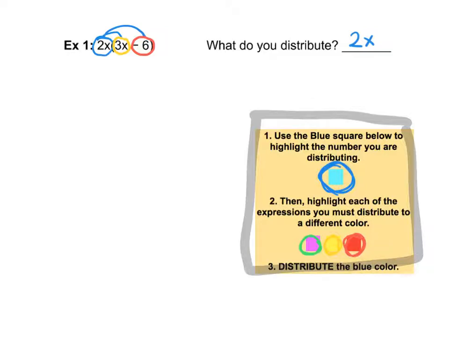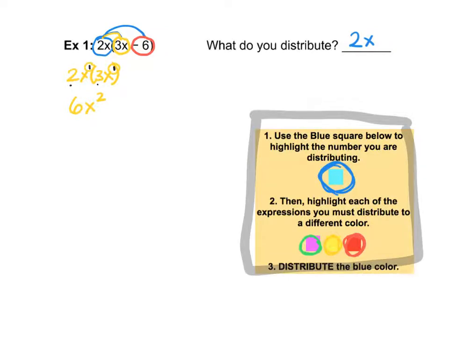So for the first part, I'm taking 2x times 3x. When I do that, we multiply our numbers out front. So I'm going to do 2 times 3 and get 6. And then remember, my x's are each to the power of 1, and we need to add our exponents. So I really have x to the power of 2. I just added 1 and 1.